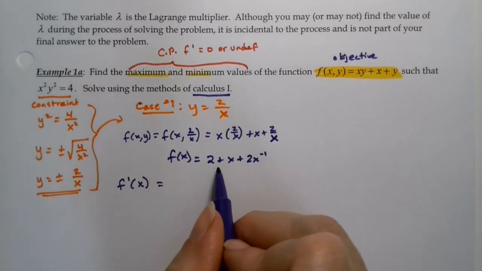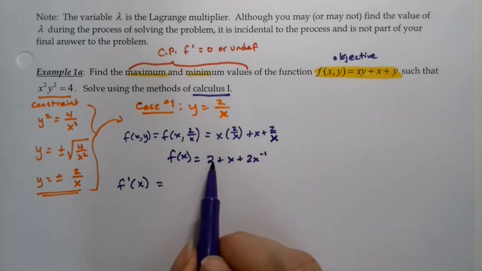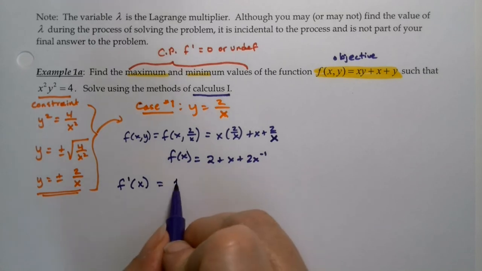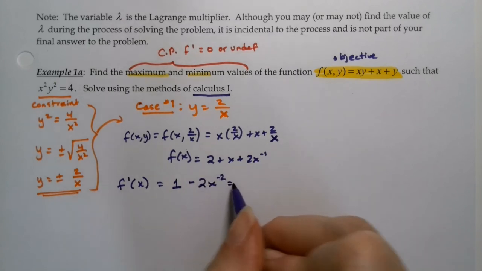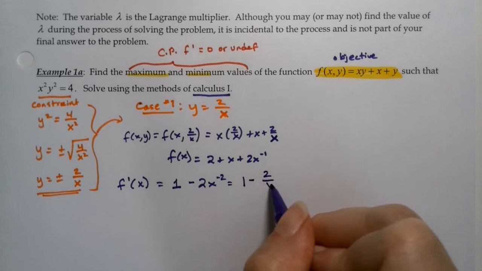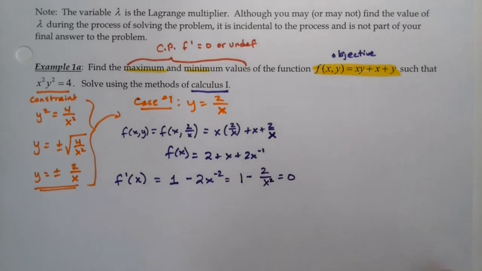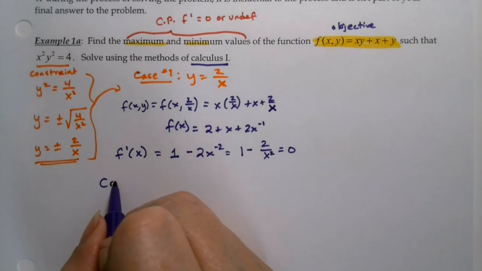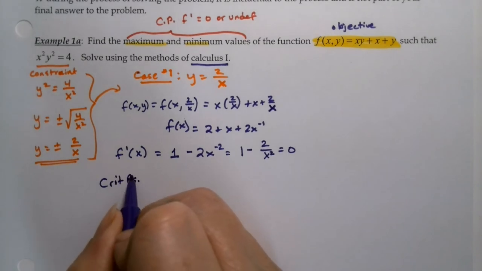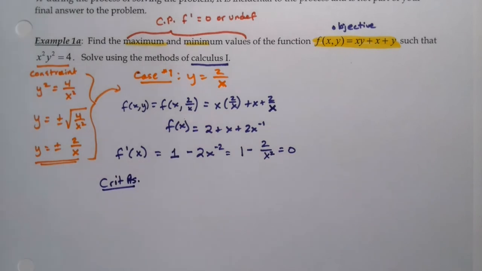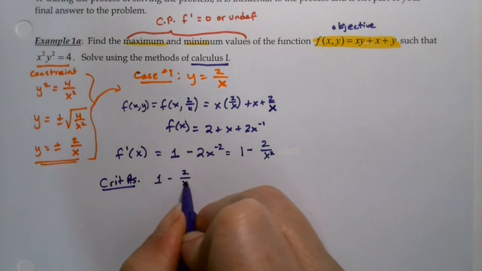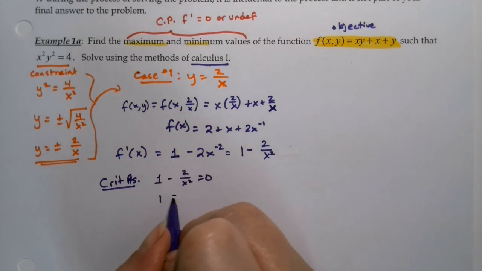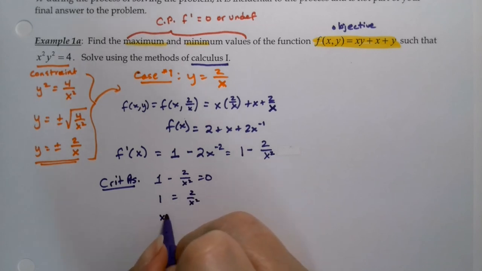So f prime of x is the derivative of this. Well, the derivative of 2 is 0. The derivative of x is 1, and then this will become minus 2x to the negative 2. In other words, it is 1 minus 2 over x squared. And the critical points will be when that derivative is equal to 0. So I can say 1 minus 2 over x squared equals 0. That means 1 equals 2 over x squared. That means x squared equals 2.